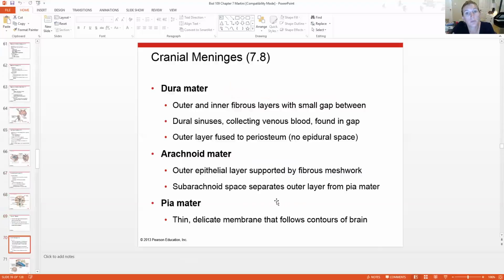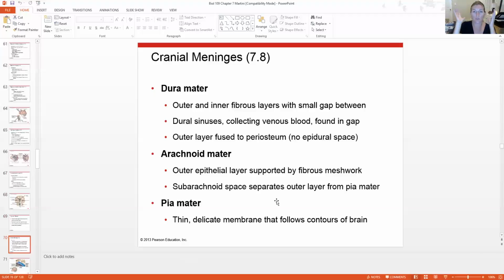You have the outermost layer, which is called the dura mater. It has an inner and outer fibrous layer. There's a small gap in between. These cover the dural sinuses. It's basically collecting the venous blood. It's found in the special little gap. And then there's an outer layer that's fused with the periosteum on the underside of the skull.